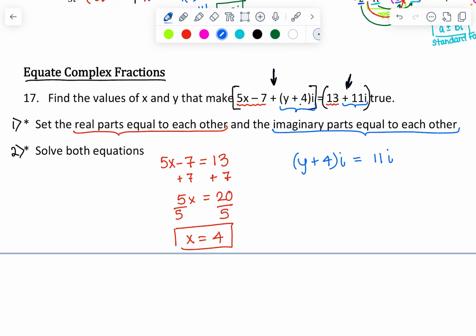Let's take care of the imaginary part. I've got i being multiplied to this whole thing. And I've got i being multiplied to 11 on the other side. Why don't I just go ahead and divide both sides by i? That way, they're forced to cancel out. I don't want to deal with imaginary things. I want a real solution. So I'm left with y plus 4 on the left, 11 on the right, subtract 4 from both sides, and y is equal to 7.